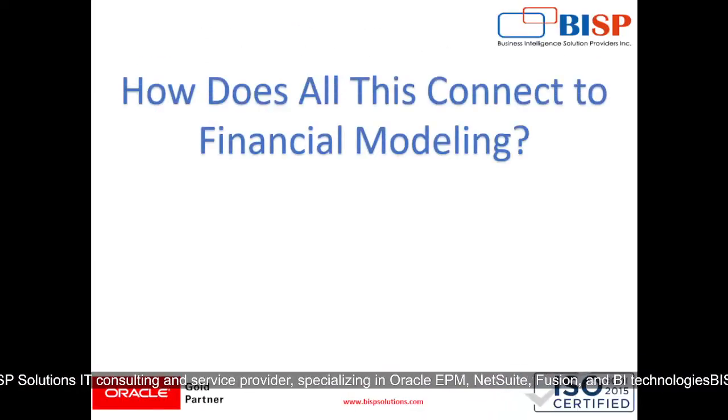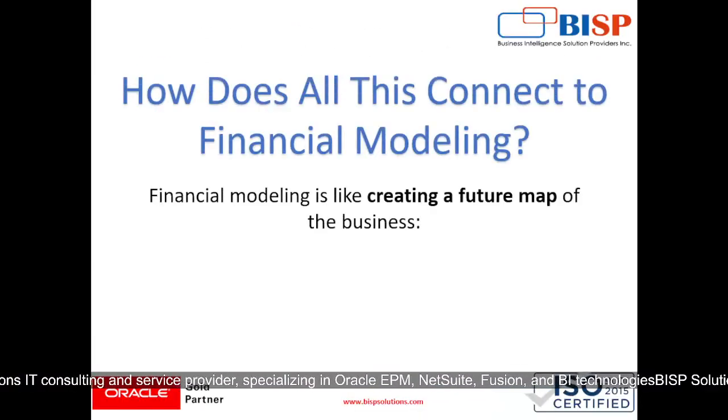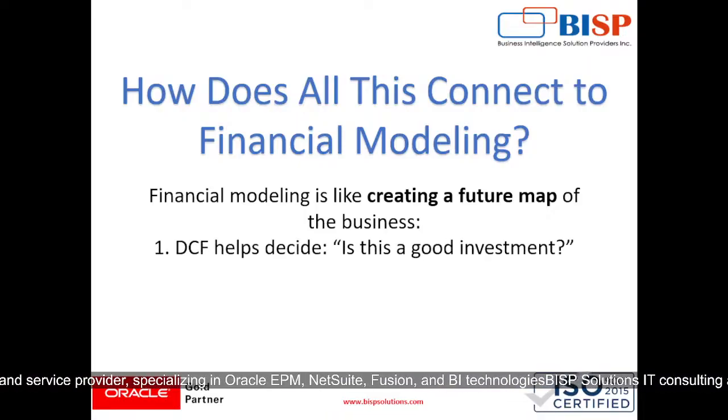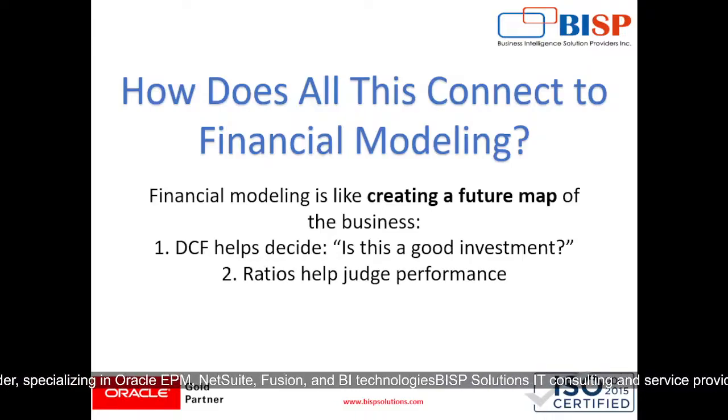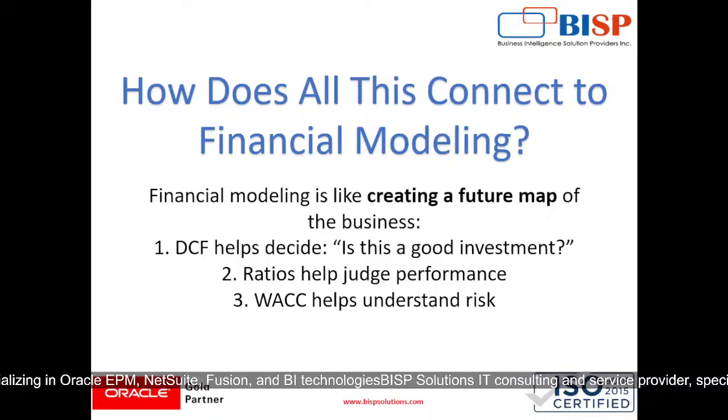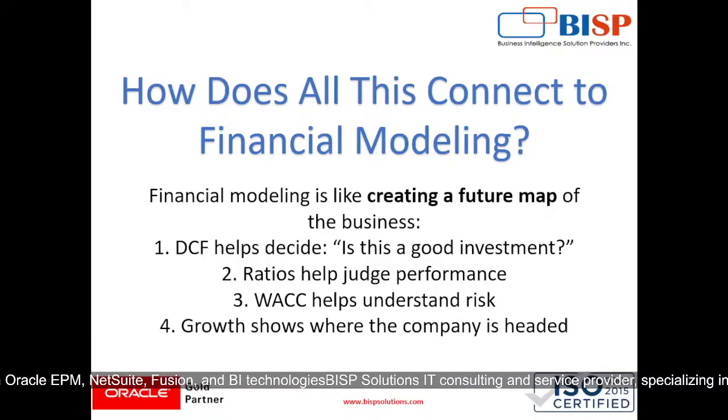Then comes how all this connects to financial modeling. Financial modeling is like creating a future map of the business. DCF helps decide if it is a good investment, ratios help us judge performance, WACC helps us understand risk, and growth shows us where the company is headed.